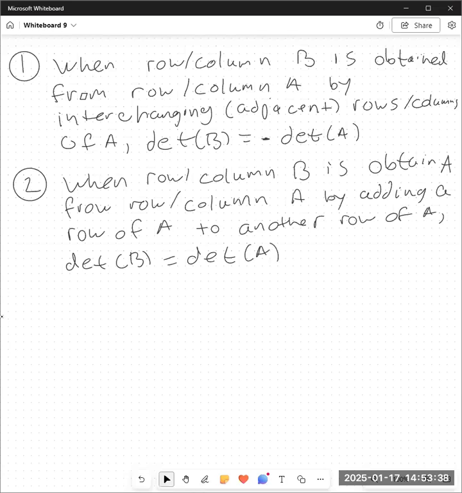Okay. And you can do that as many times as you want. So you can add a non-zero constant multiple of a row to another row, and you can keep doing that without changing the determinant. So you can do that along with number 3.